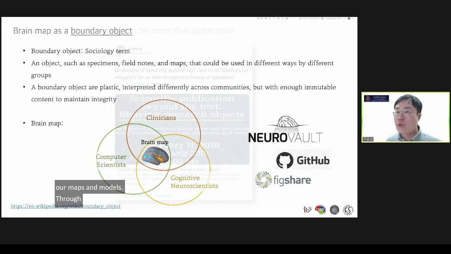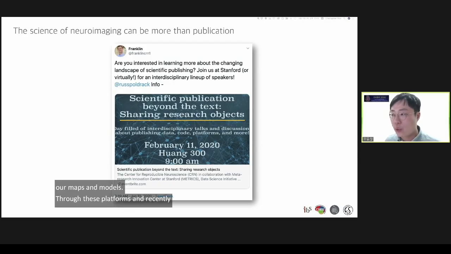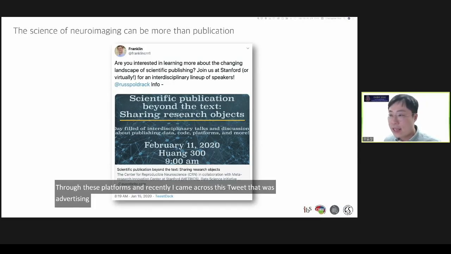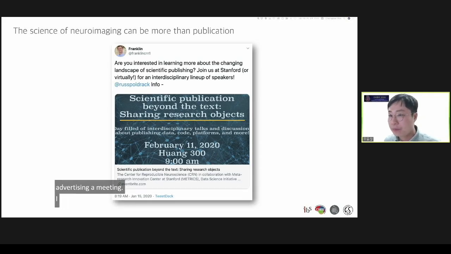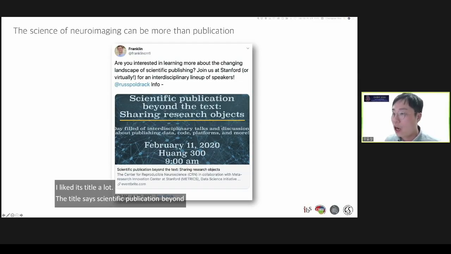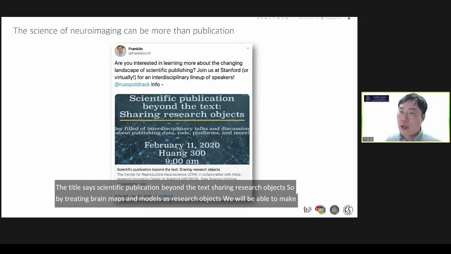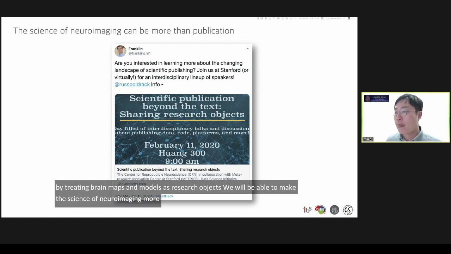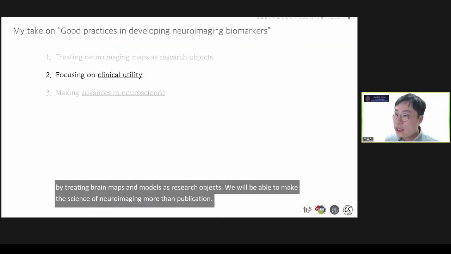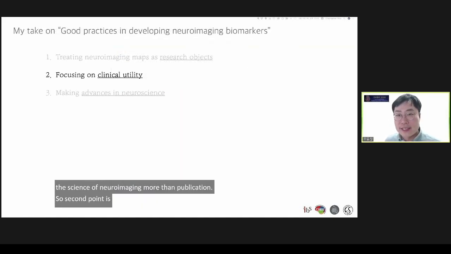And recently I came across this tweet that was advertising a meeting, and I liked its title a lot. The title says, "Scientific Publication Beyond the Text, Sharing Research Objects." So by treating brain maps and models as research objects, we will be able to make the science of neuroimaging more than publication. So the second point is we need to focus on clinical utility.